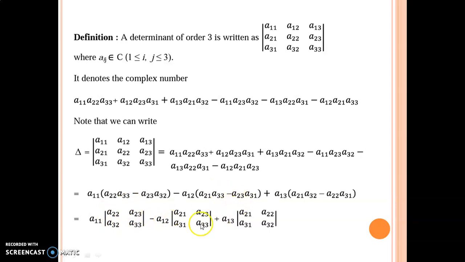Next, we'll write A12 entry and again leave the first row and second column and solve the determinant of the remaining entries. Here, we'll see that we are going to subtract the value of this term from the previous one. For the third entry A13, again leaving the first row and the third column, we'll solve the remaining determinant, and here we are going to add this in the previous value.